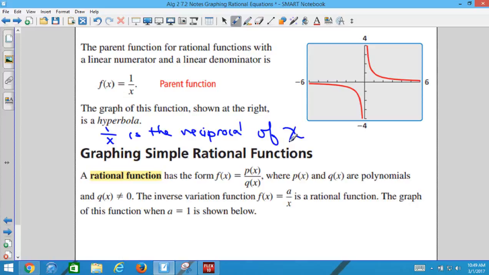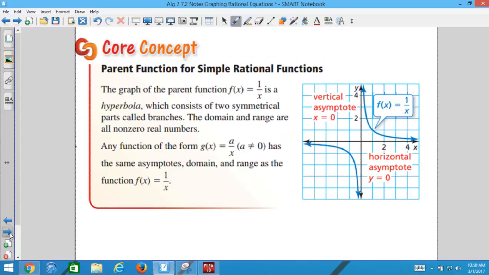Graphing simple rational functions. A rational function has the form f of x equals p of x over q of x. P of x and q of x are polynomials. So we're going to do binomials, but they can be more than just binomials. But we're going to do binomials today for the top and the bottom. Okay, when we graph it, it will always look like this.